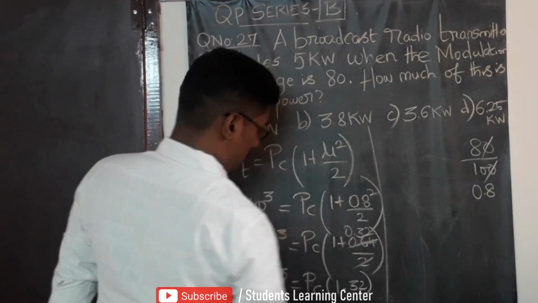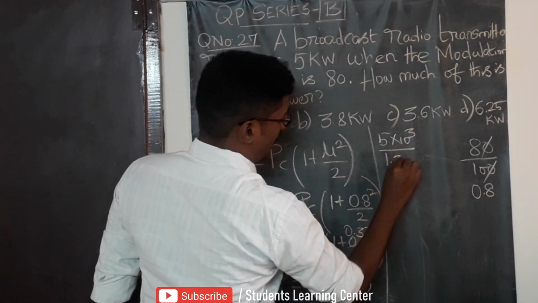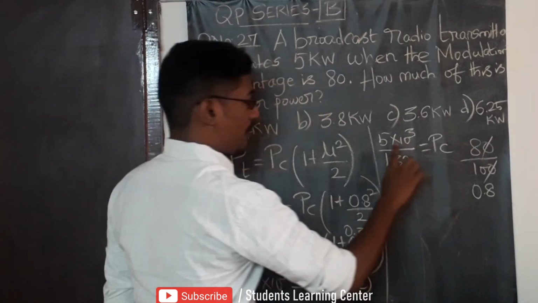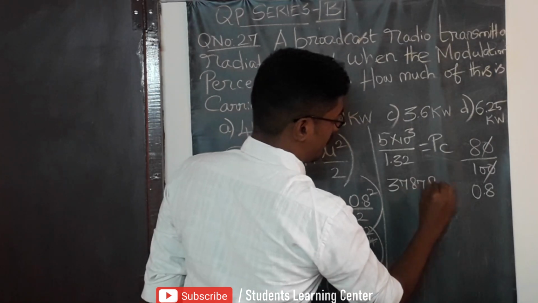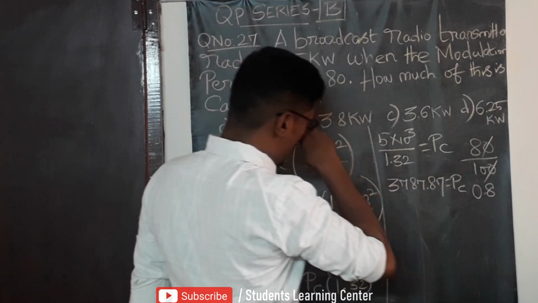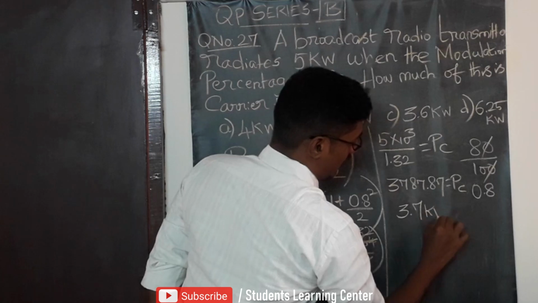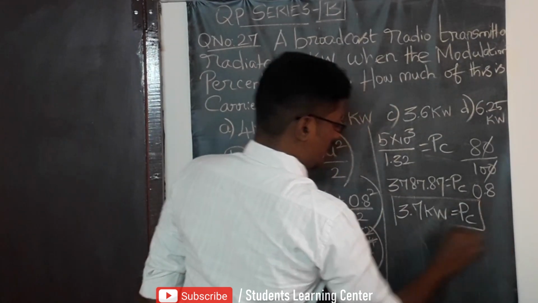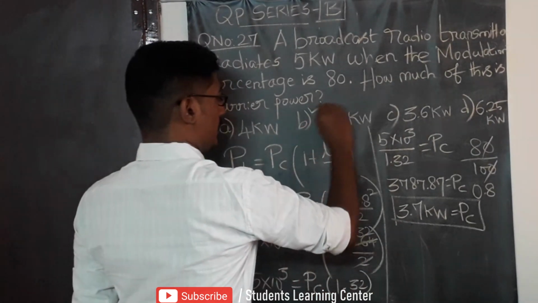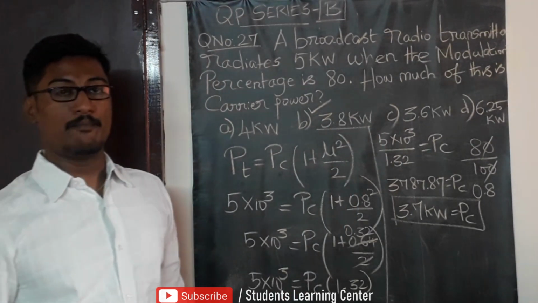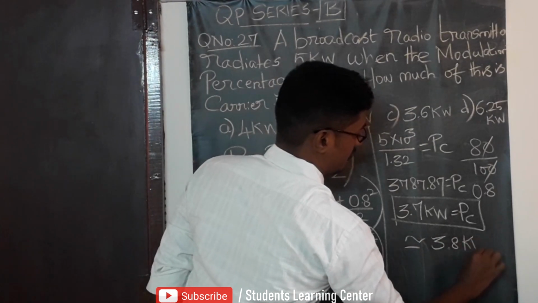So divide the value: 5 into 10 power 3 divided by 1.32 equals PC, the carrier power. Dividing, you get 3787.87 equals PC, which is approximately 3.8 kilowatts. In the options, the nearest value is 3.8, so option B, 3.8 kilowatts, is the correct answer for this question.